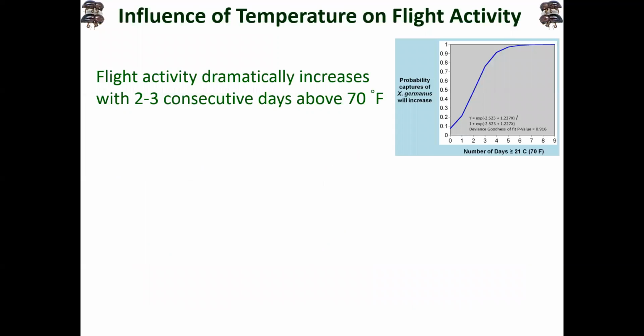Now, in terms of the influence of temperature on flight activity, we have seen that flight activity dramatically increases when there are 2 to 3 consecutive days above 70 degrees Fahrenheit. In other words, during spring months, before it reaches 70 degrees, it's important to keep an eye out for that forecast, because we see that, again, the flight activity really increases dramatically following those 2 to 3 days of 70 degrees.